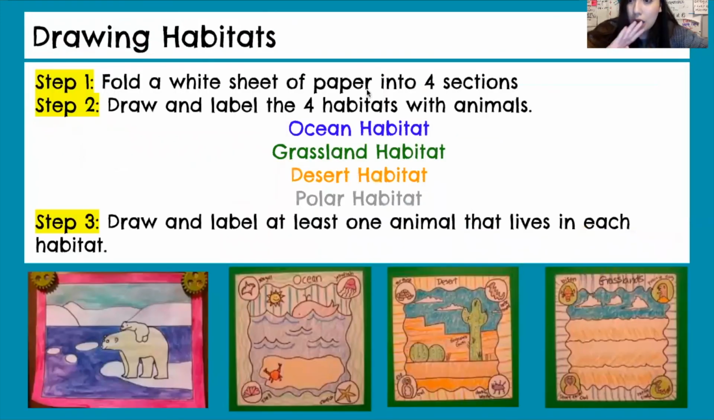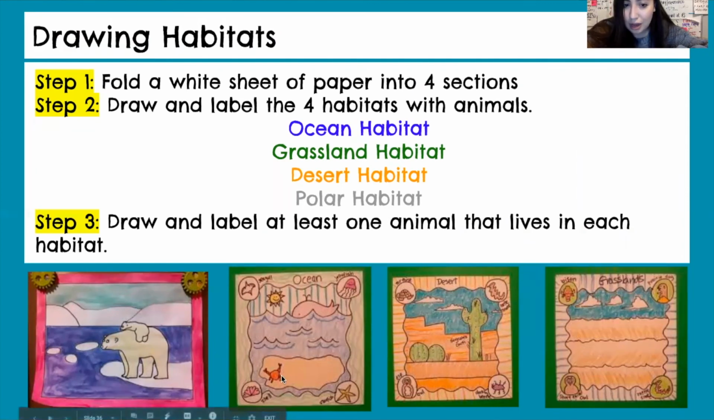So, you can cut your paper into 4 sections or use 4 different papers, but you're going to draw an ocean habitat, a grassland habitat, a desert habitat, and a polar habitat. And you're going to draw and label at least one animal that lives there. So we see here our polar habitat. This friend here, he or she drew a polar bear.